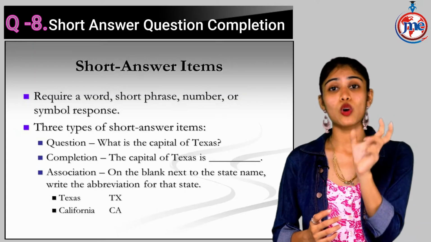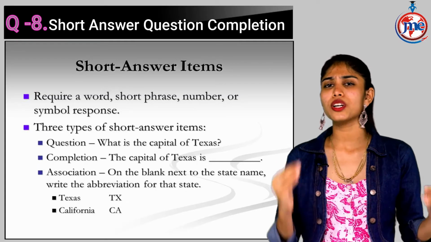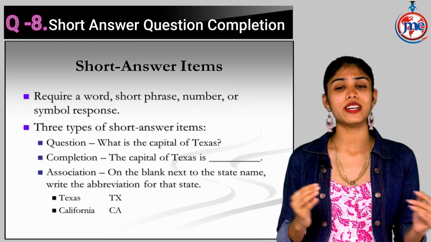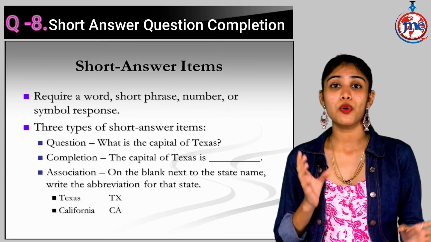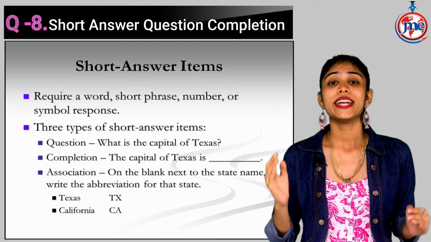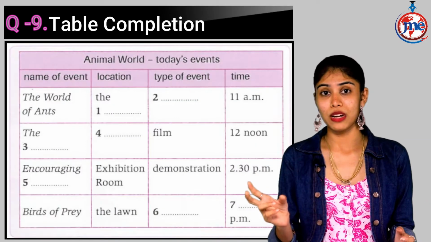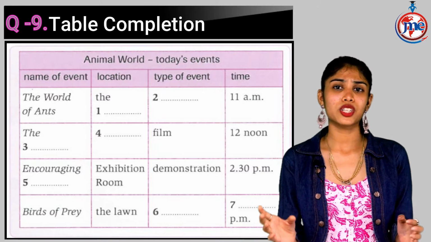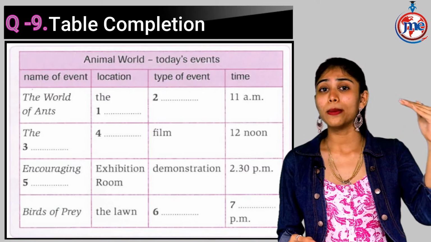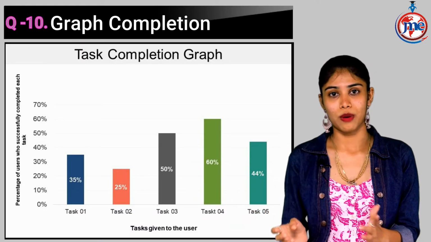Now students, let's see question type number 8, which is about short answer question completion. Now students, short answer question completion is very easy. You just have to answer in a short word. Now let's see question type number 9, which is about table completion. And in table completion, you just have to complete the table. And question type number 10 is all about graph completion.